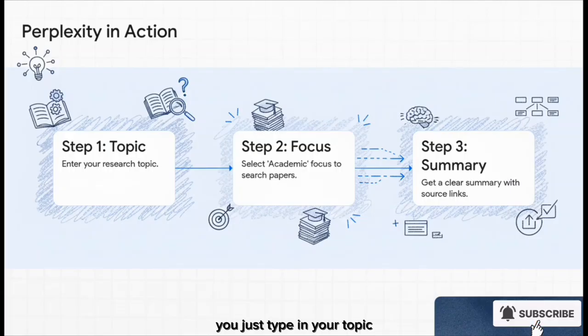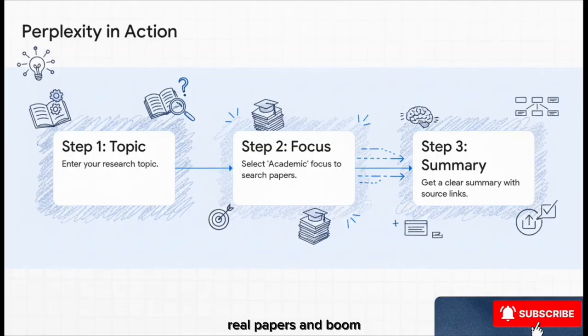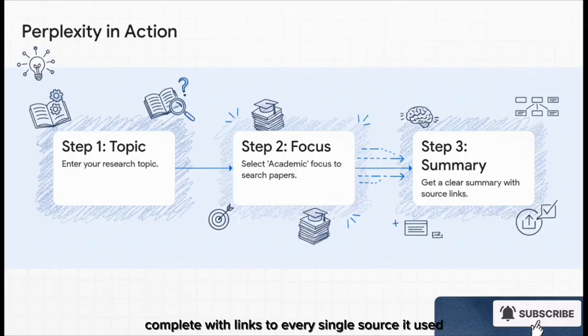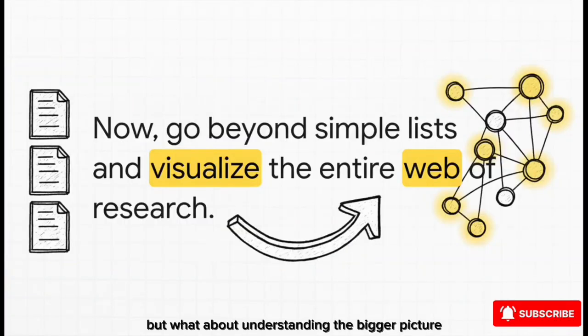You just type in your topic, you click the academic focus button to make sure it's searching real papers, and boom, it gives you a summary complete with links to every single source it used. So you get all the speed of AI, but you still have that crucial ability to go and verify everything for yourself. But what about understanding the bigger picture?